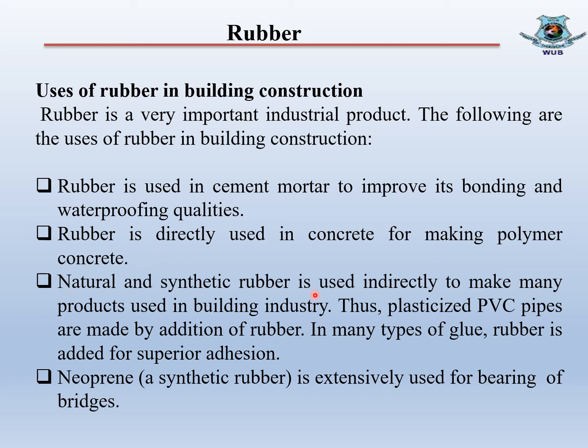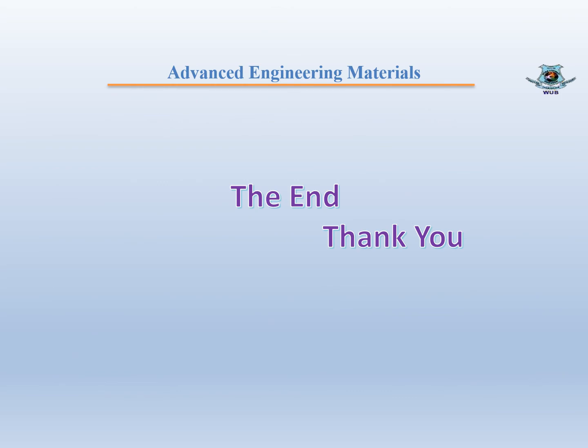Natural and synthetic rubber is used indirectly for making many products used in the building industry. Thus, plasticized PVC pipes are made by addition of rubber. In many types of glue, rubber is added for superior adhesion. Neoprene, a synthetic rubber, is extensively used for bearings of bridges. That is the end of today's lecture.